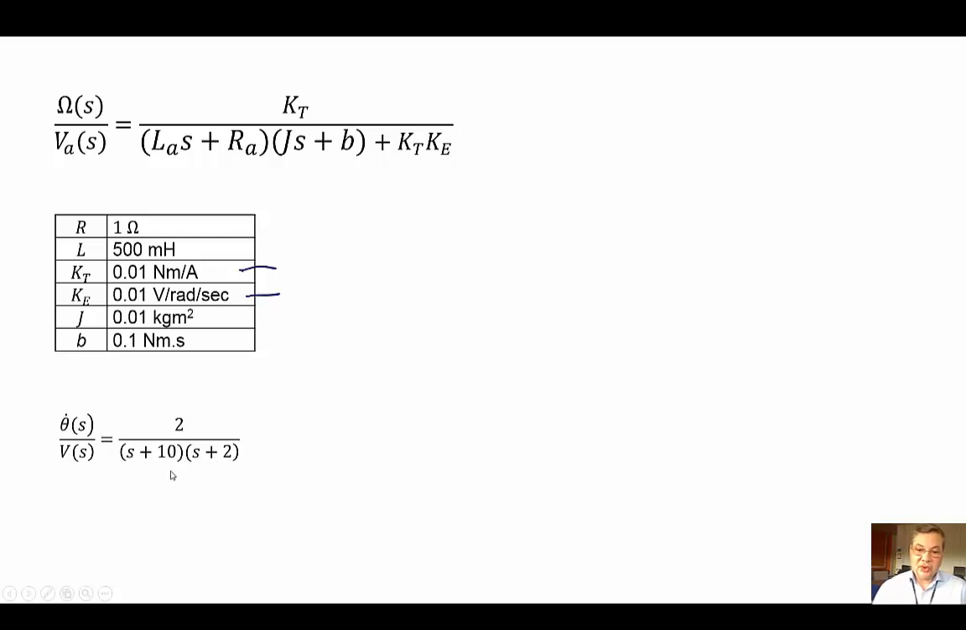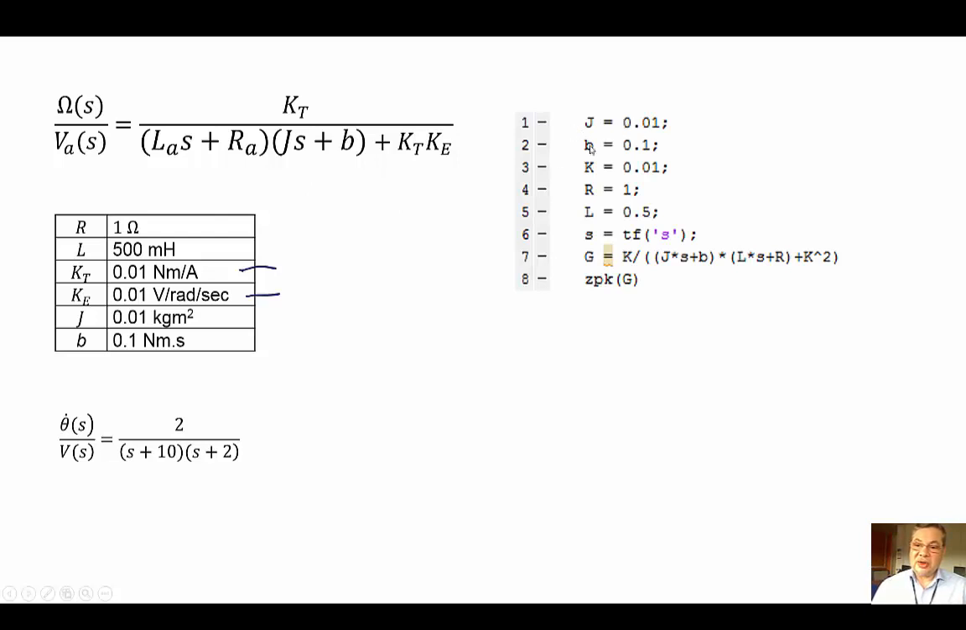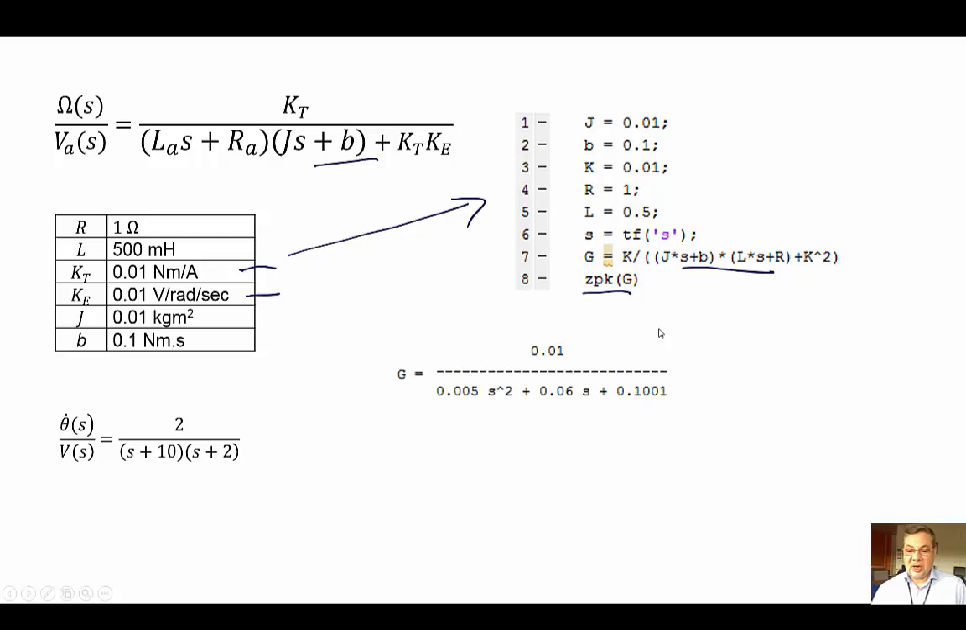And I have two poles here. But I might be clumsy with the calculator, and I don't want to do this, so I can do it with MATLAB. I just define the various parameters from the table, in the MATLAB script. Then I define G as this equation here, and ZPK gives me the zeros, the poles, and the gain K of G. When I run it, I get this equation. It's near enough: 9.99 is 10, and 2.003 is 2. So that's about system modeling.